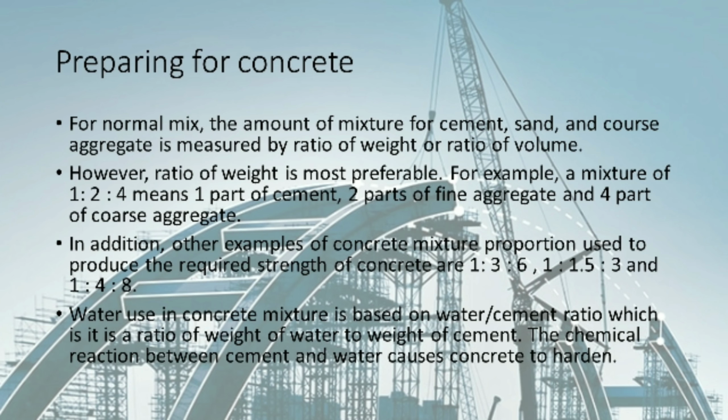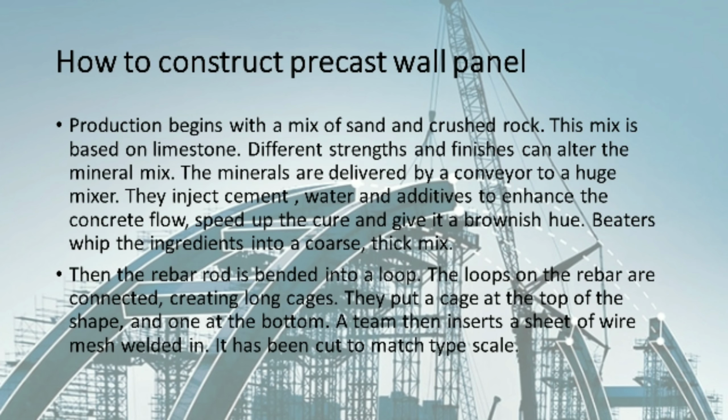In addition, other examples of concrete mixture proportions used to produce the required strength of concrete are 1 to 3 to 6, 1 to 1.5 to 3, and 1 to 4 to 8. Water used in the concrete mixture is based on the water cement ratio, which is the ratio of weight of water to weight of cement. The chemical reaction between cement and water causes concrete to harden.